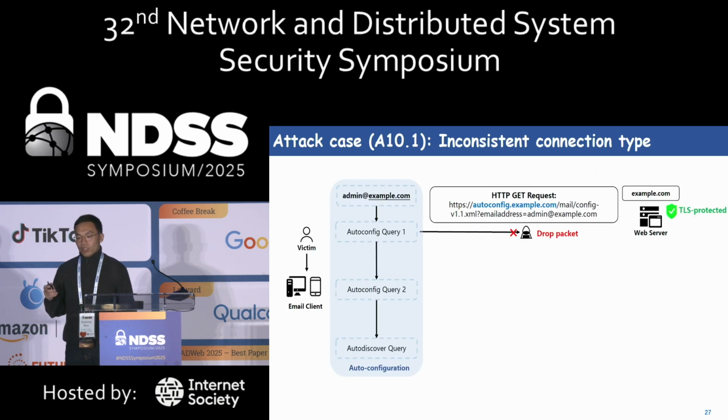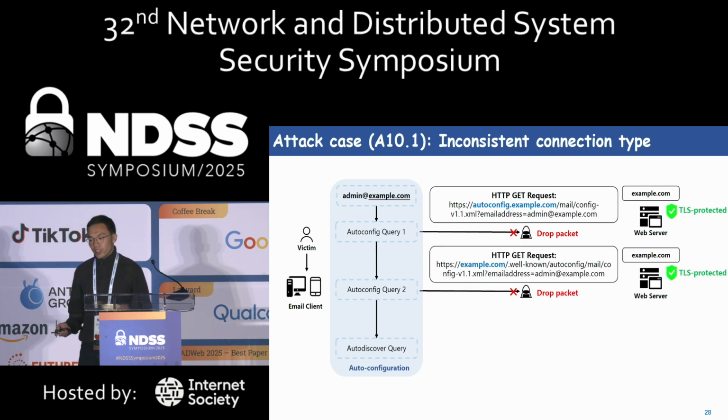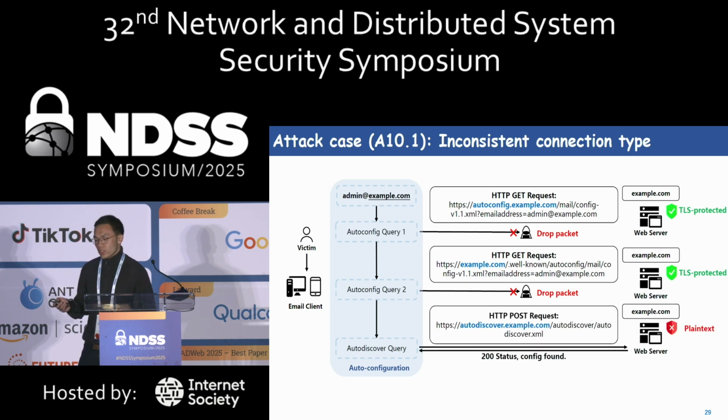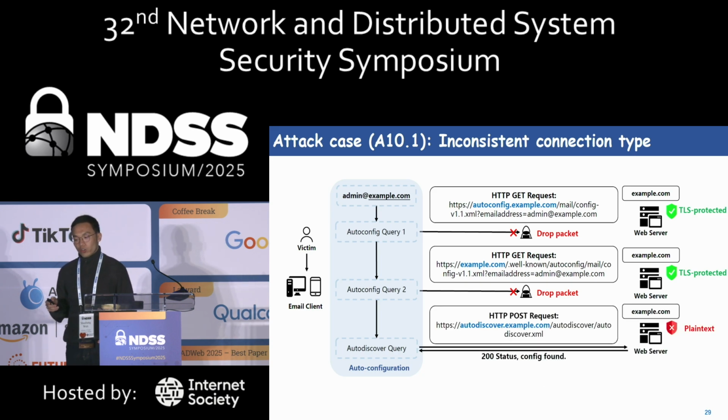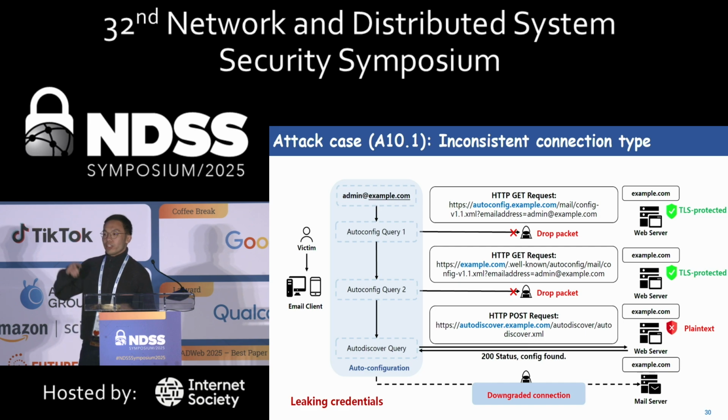So let's look at how it works. First, the client initiates an auto-config request. However, the attacker can intercept and drop all packets related to auto-config, leaving the client only with the plain text auto-discover settings. And this opens the door to downgrade the connection from TLS protection to plain text.